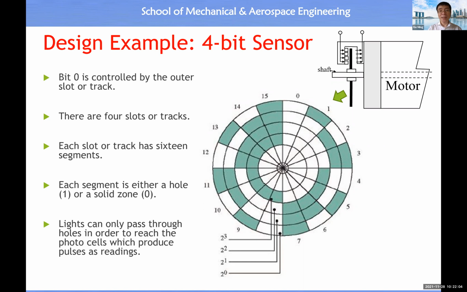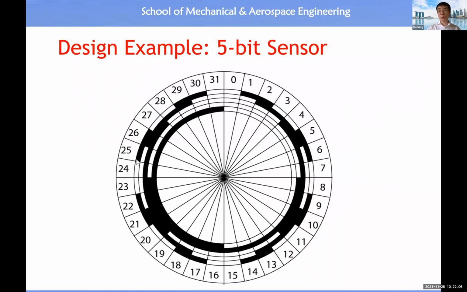And if, let's say, we want to increase the number of measurable angular positions, then we just increase the number of digital outputs. And this is an example of a design with 5-bit sensor output. Because with 5-bit sensor output, the total number of combinations will be 32, then we can measure positions from 0, 1, and all the way to 31.